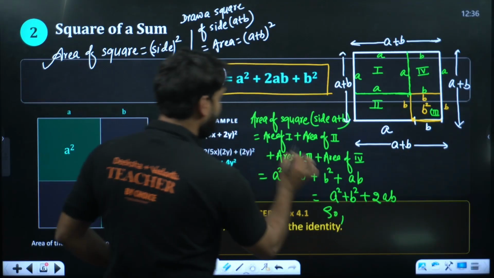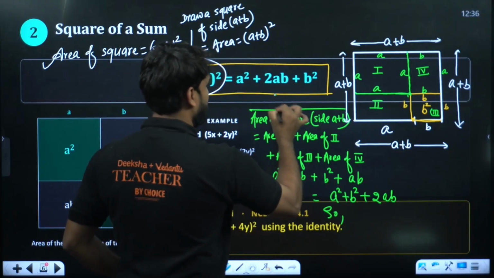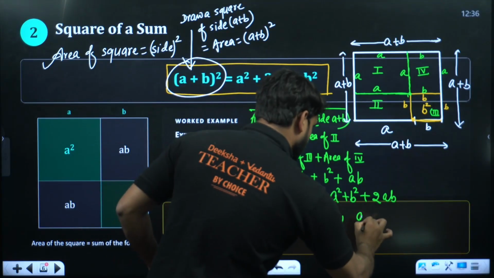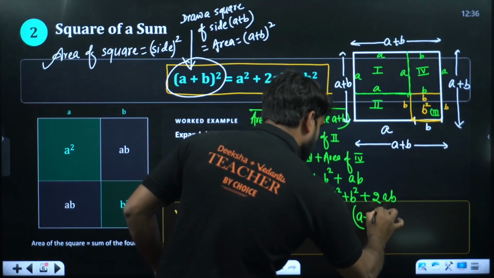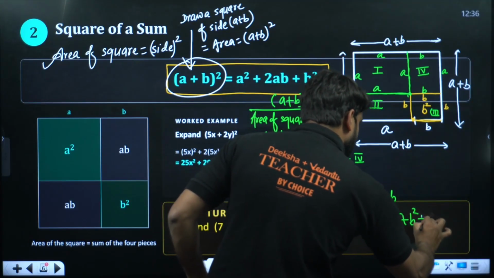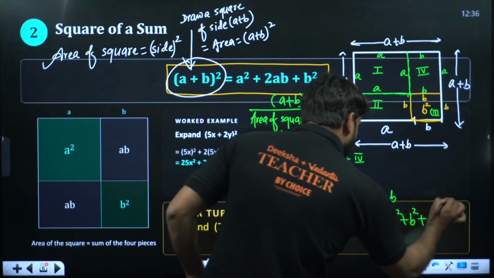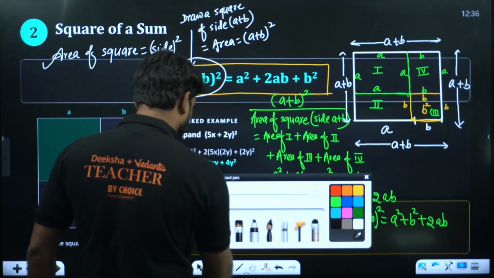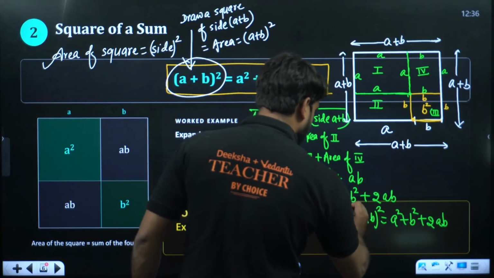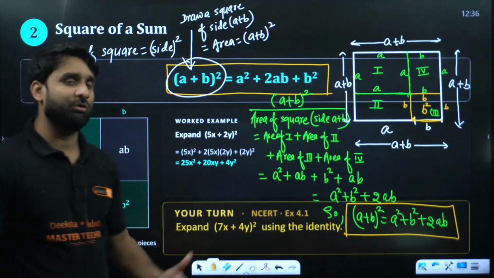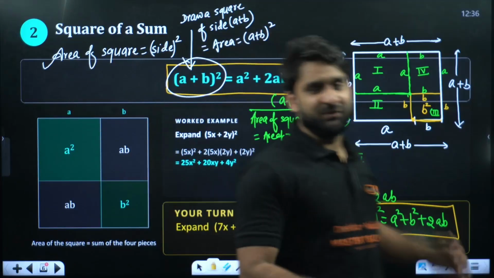So, champion, we can write the area of the square as A plus B whole square. So we have A plus B whole square is equal to A square plus B square plus 2AB. We have proved this. This is very important, champion. The first identity, we have proved. This is the beauty of maths. I hope this is clear to you all.